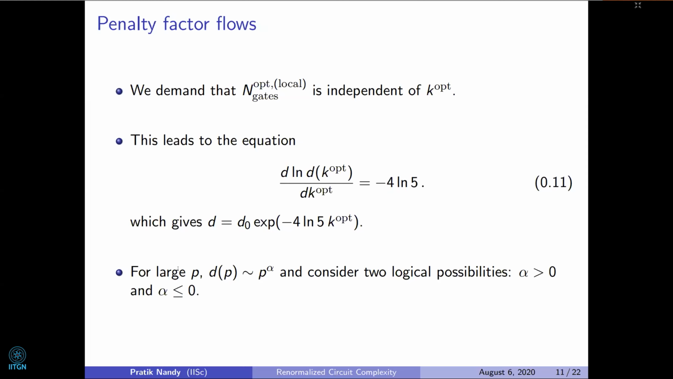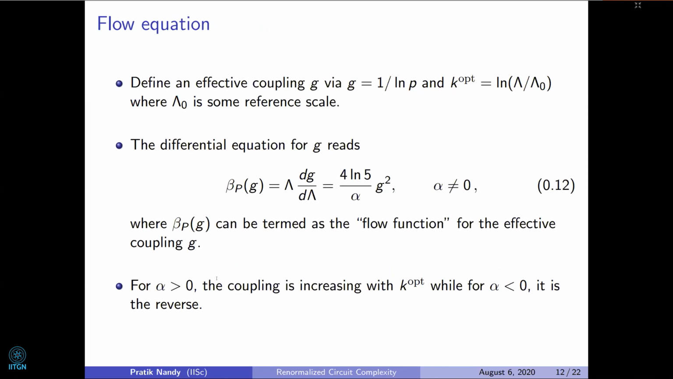But what we can do is choose a large p. We can see this d can go proportional to p to the power alpha, where we can consider two logical possibilities: one is for alpha greater than 0, and one is for alpha less than or equal to 0. So if we define some effective coupling g equals 1 over log p, and k optimal is some log of lambda, where lambda 0 is some reference scale, we can see the equation.